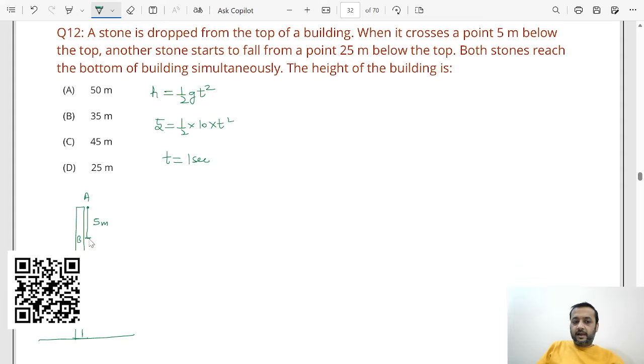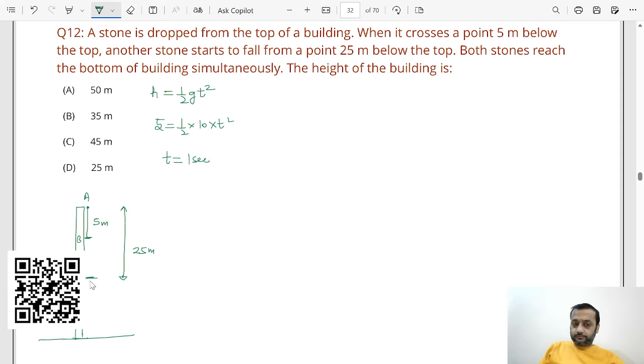After 1 second, it will fall through 5 meters. Okay. Now, at this instance, when the stone first was at the point B, another stone is released from this point C, which is 25 meters below. All right. So this stone has been released from point C. So another stone 2 has been released from the point C.